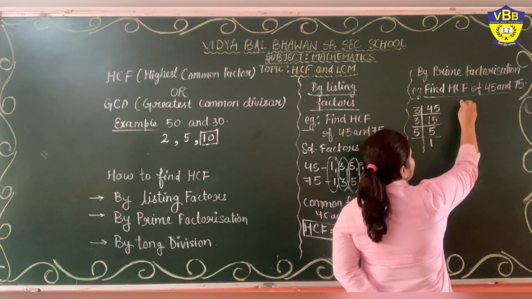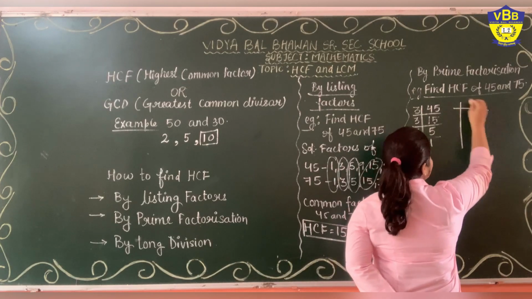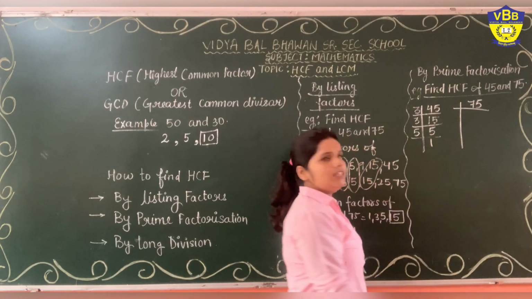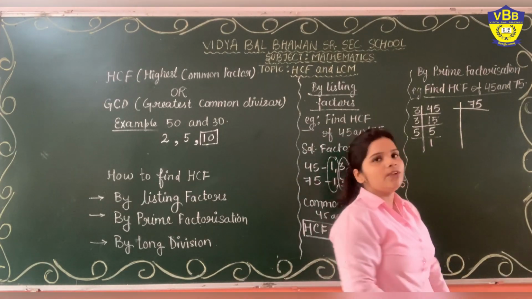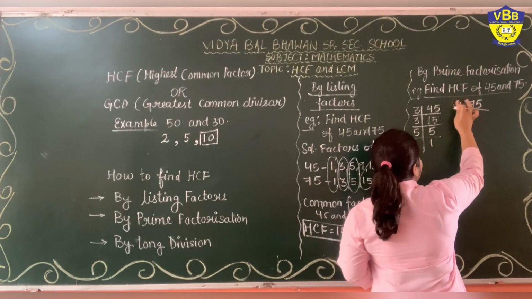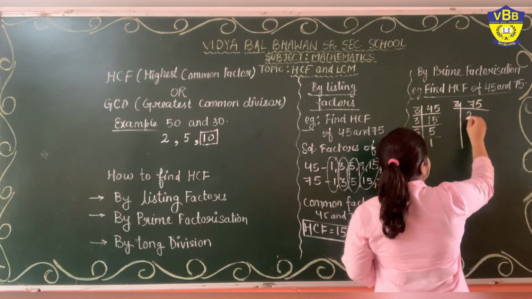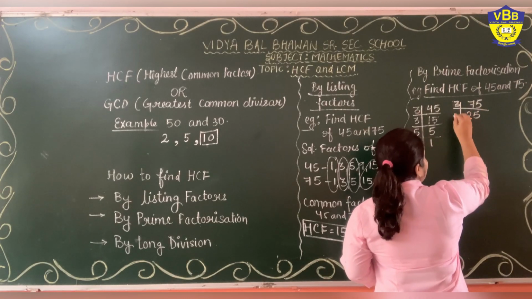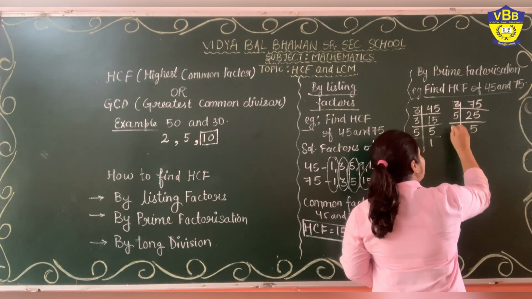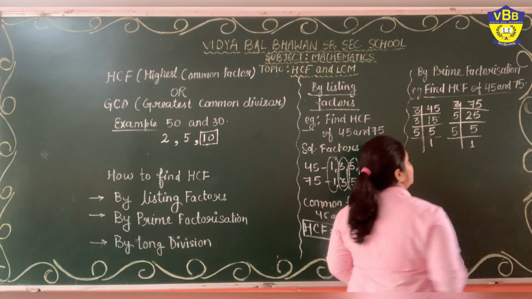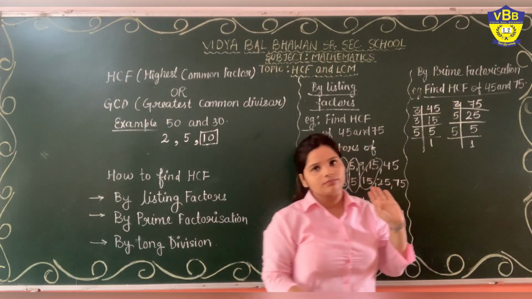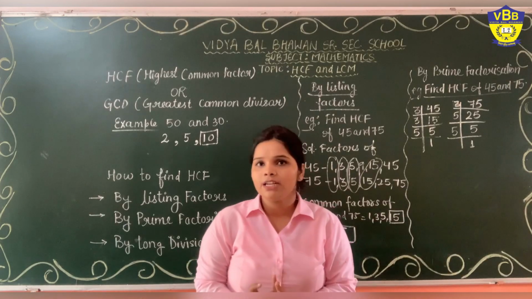Next we have to do the prime factorization by division method of the second number, that is 75. Again, 75 is not divisible by 2 but it is divisible by 3. When you divide it by 3, you get 25. 25 is divisible by 5, giving 5. After that 5 divided by 5 gives 1. We have done the prime factorization of 45 and 75.